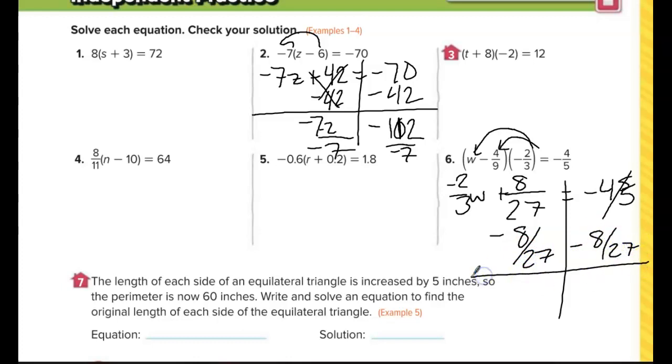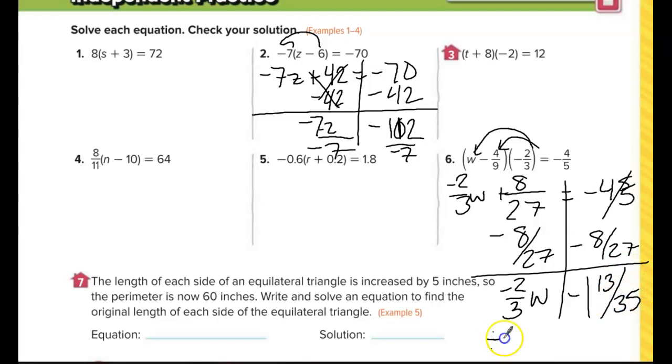Good thing I can use a calculator. Somebody type that in their calculator for me. What do you get? Negative 4/5 minus 8 over 27. $68 over 135. Does somebody agree with them? I got negative 1 and 13 over 135. Again, just type it in your calculator.